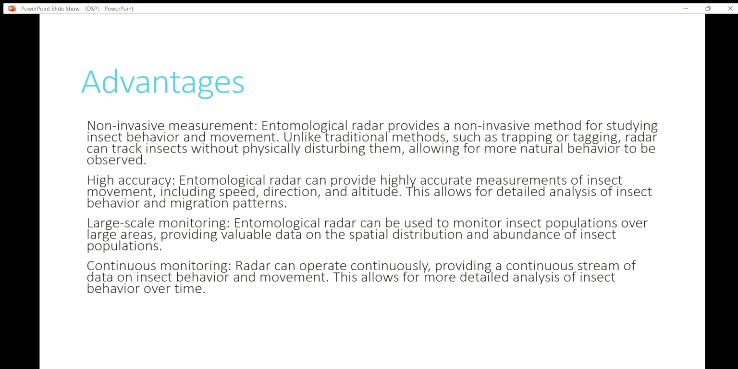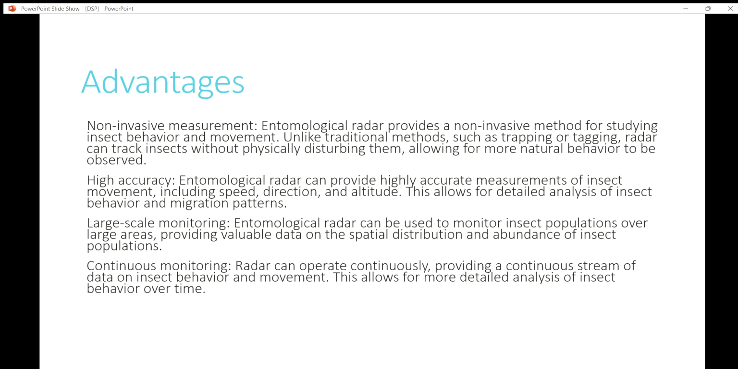Now coming to the advantages of entomological radar: non-invasive measurement, high accuracy, large scale monitoring, and finally continuous monitoring. In non-invasive measurement, entomological radar provides a non-invasive method for studying insect behavior and movement. Unlike traditional methods such as trapping or tagging, the radar can track insects without physically disturbing them, allowing for more natural behavior to be observed.